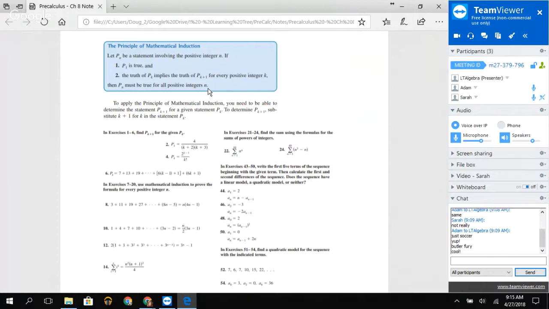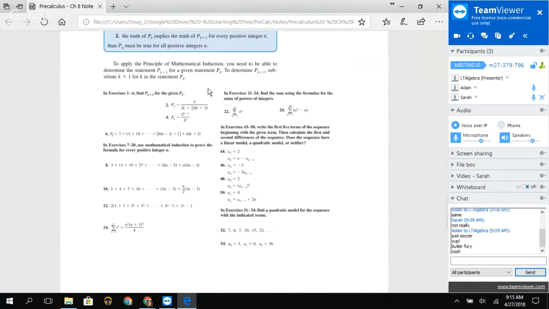Okay, so it's a little bit wordy, but at least for me, when I see it, it's like, oh, okay, I got it. All right. So let's actually get into some, let's try some of these.